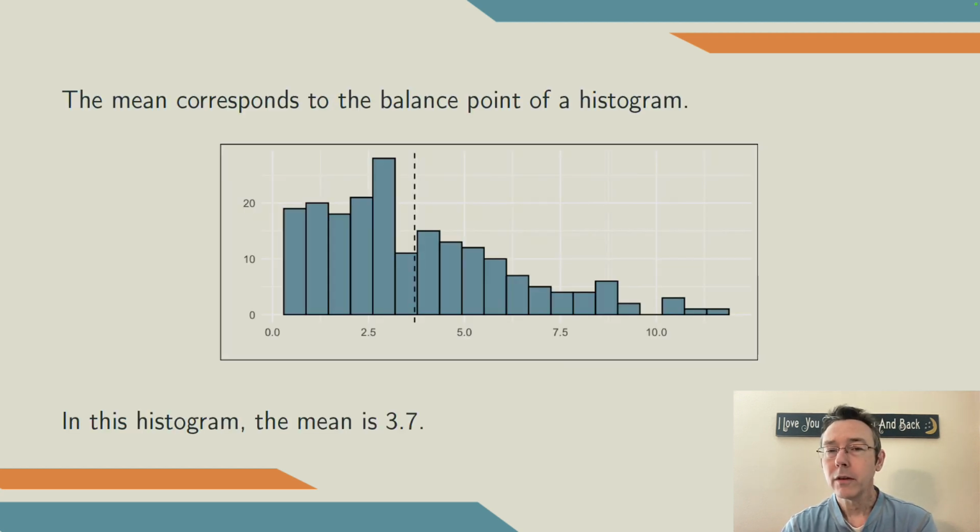Each of these measures of center has an interpretation when we're looking at visualizations of the data. The mean corresponds to the balance point of a histogram. So for the data that I'm showing here, if I hold my finger underneath this histogram and try and find the place where the histogram balances on my finger, that'll happen at around 3.7.